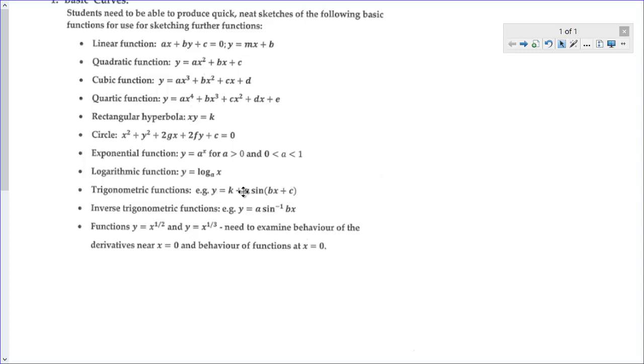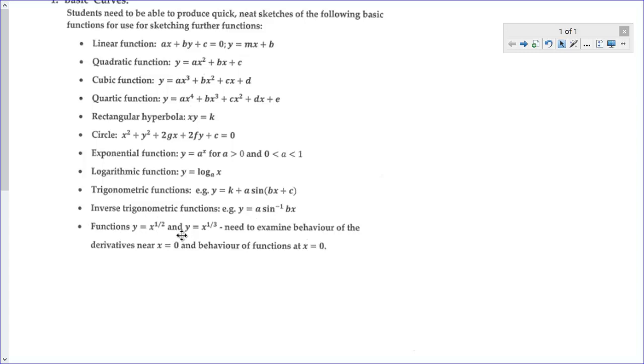So just reminding you that the amplitude makes the graph taller, essentially. B, if it's greater than 1, what's the effect? It makes the graph squished up. If it's less than 1, it stretches the graph. Obviously, we're talking about absolute values. And K, well, that just shifts the whole graph up or down. Inverse trig functions you need to be very familiar with, and we've just covered that.